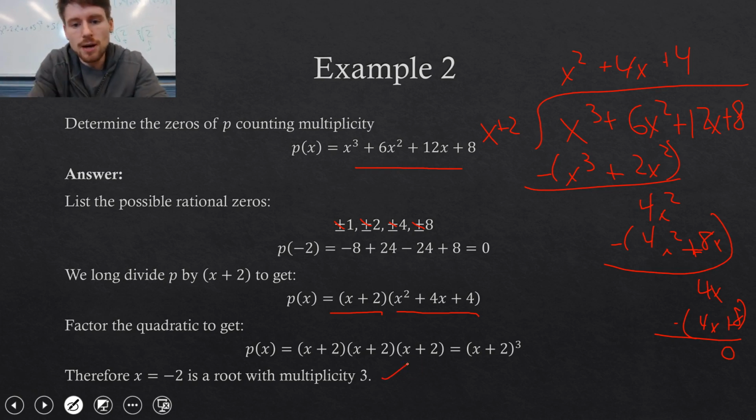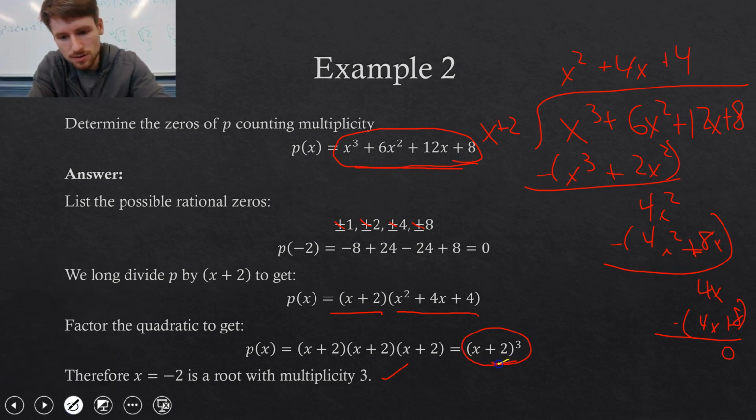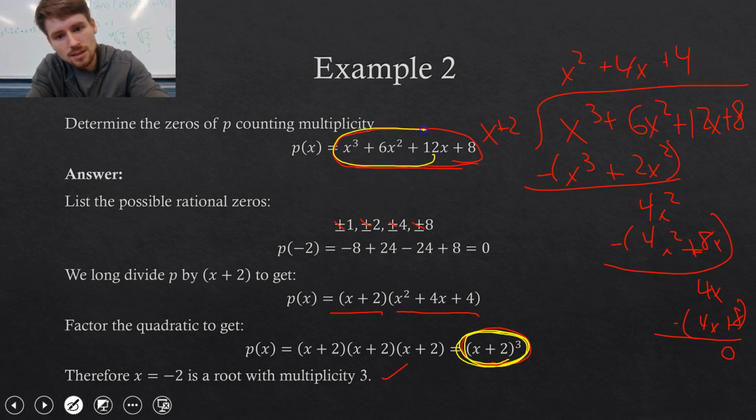We're done. But this polynomial right here, x cubed plus 6x squared plus 12x plus 8, equals x plus 2 cubed. Let me use another color to really highlight this. Yellow. So x plus 2 quantity cubed is this whole thing up here: x cubed plus 6x squared plus 12x plus 8.